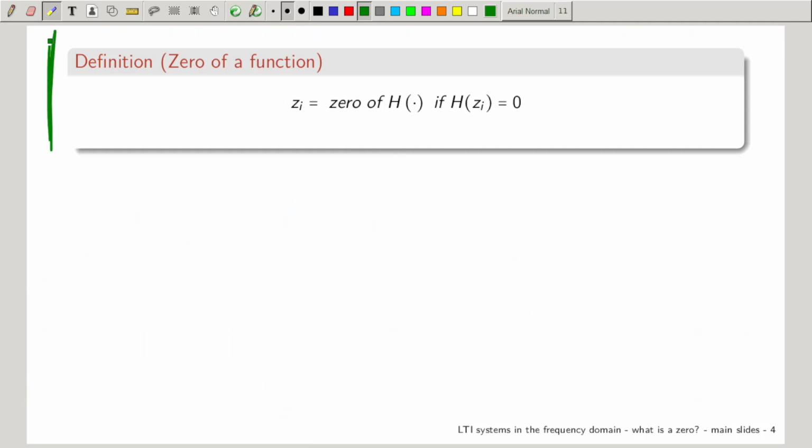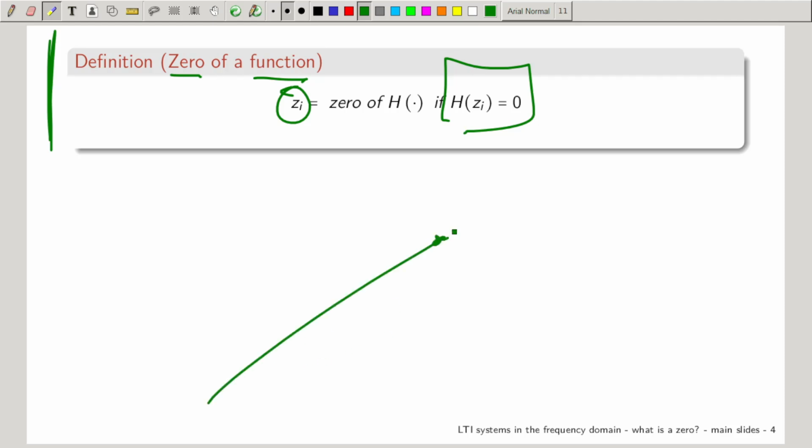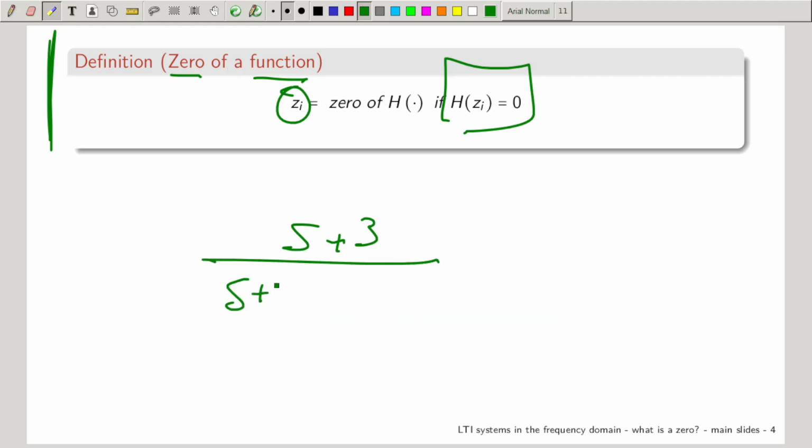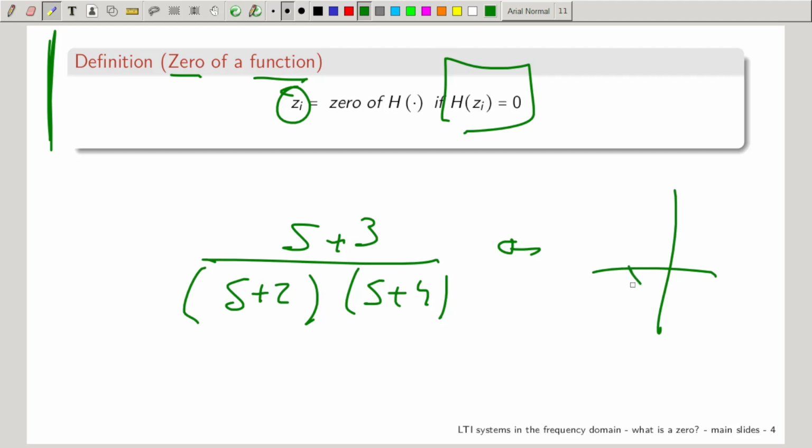Now, formal definition of a zero. The zero of a function is a value z_i such that if I plug it inside the function, I get zero. Okay? Does a zero need to be on the omega axis? No. Look at this: (s plus 3) divided by (s plus 2)(s plus 4). Where is the zero? Minus 3. How do we indicate it? Zero.